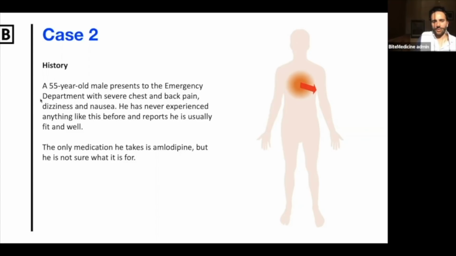So, a 55-year-old male presents back to the emergency department, different chap, with severe chest pain and back pain, dizziness and nausea. He has never experienced anything like this before. Sounds dodgy still, and reports he is usually fit and well. Here he is with his chest pain radiating to his back. He takes amlodipine, which we know is a calcium channel blocker, probably for his hypertension.